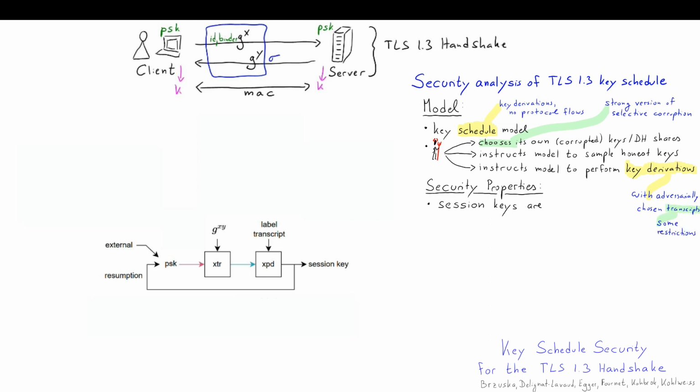And in this model, we prove that the session keys are pseudo-random and unique. Pseudo-randomness holds if the last PSK or Diffie-Hellman secret were honest, and uniqueness also holds for all dishonest keys, which follows from the restrictions on the transcript.